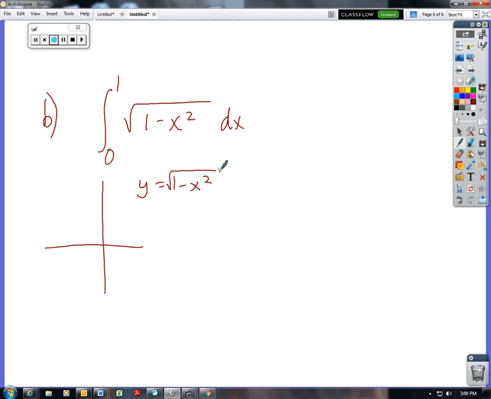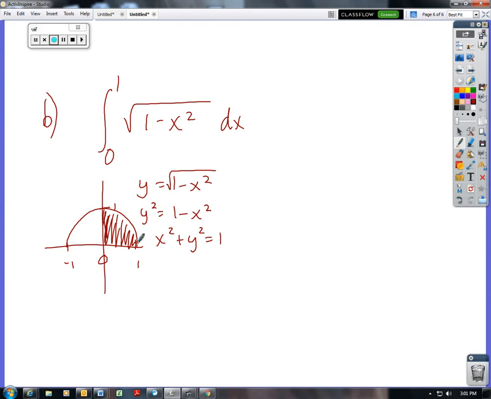If you square both sides, you get y squared equals 1 minus x squared. Add the x squared over. And then it's in a more familiar form, the standard equation of a circle. So then you can see that it's centered at the origin. It has a radius of 1 unit. So this semicircle here. We're only dealing with the top half because it's the positive root. So we are finding the integral from 0 to 1 of this region, and so it's really just this part right here. It's just this quarter of a circle.